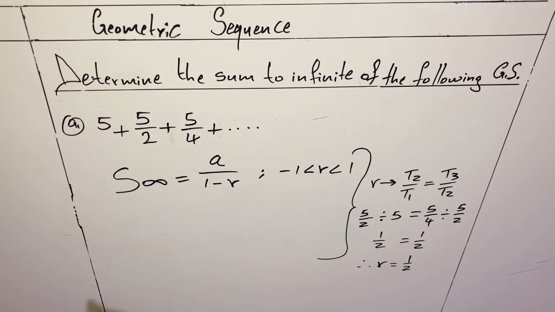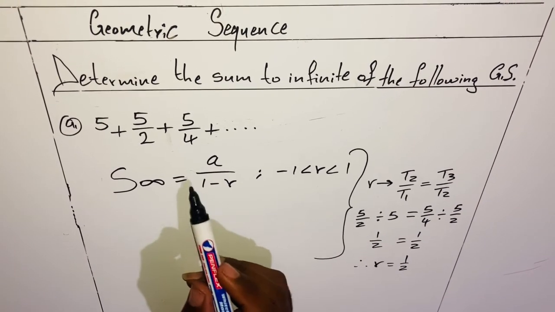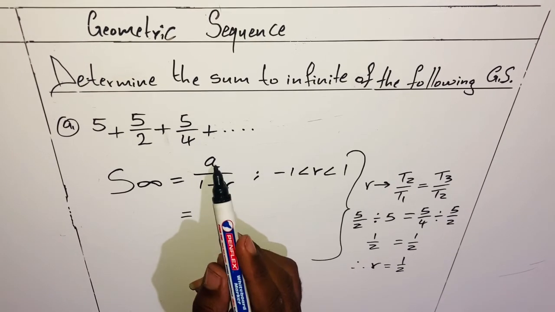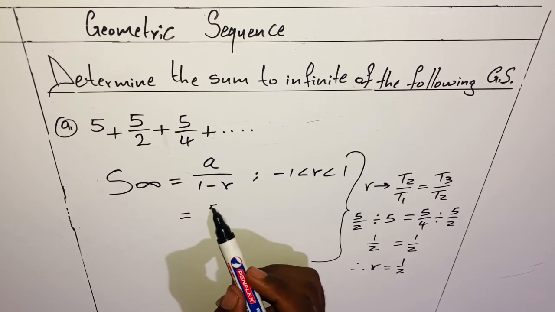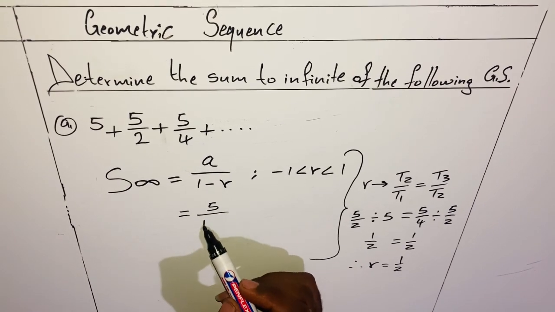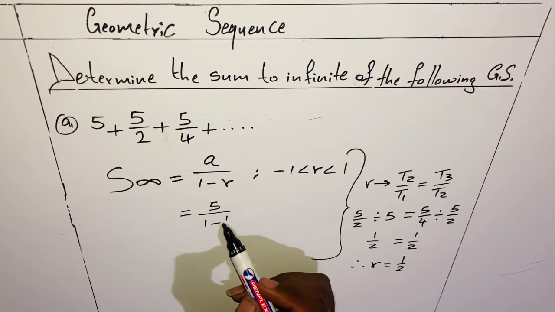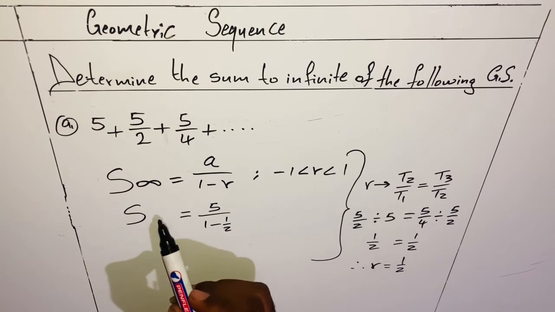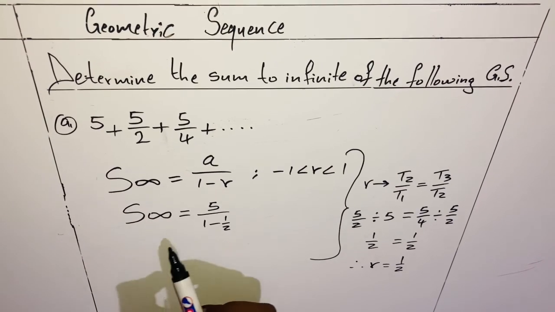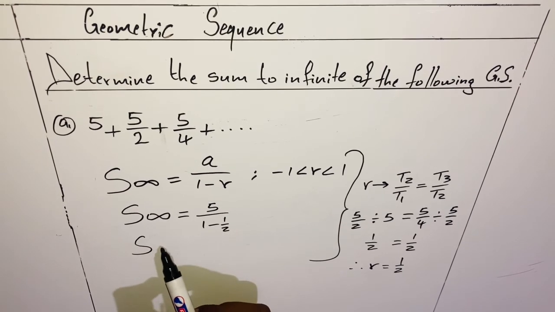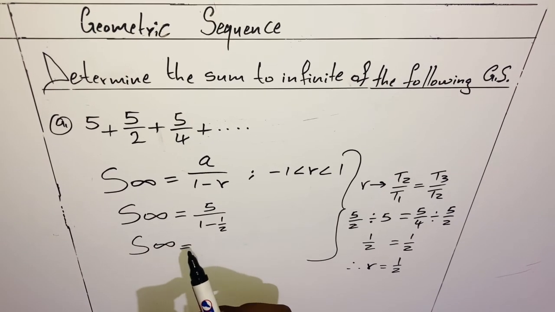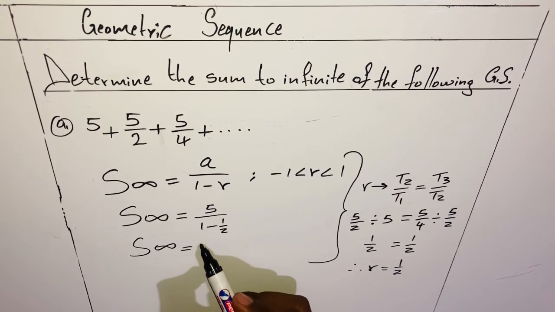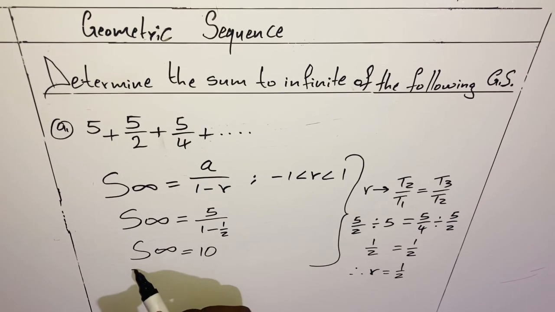We go back to our sum, where we have to find the sum to infinity, knowing that our a is the first term. In this instance, it's 5, over 1 minus 1 over 2. Then our sum to infinity for this sum in particular, you punch this on your calculator to get 10.